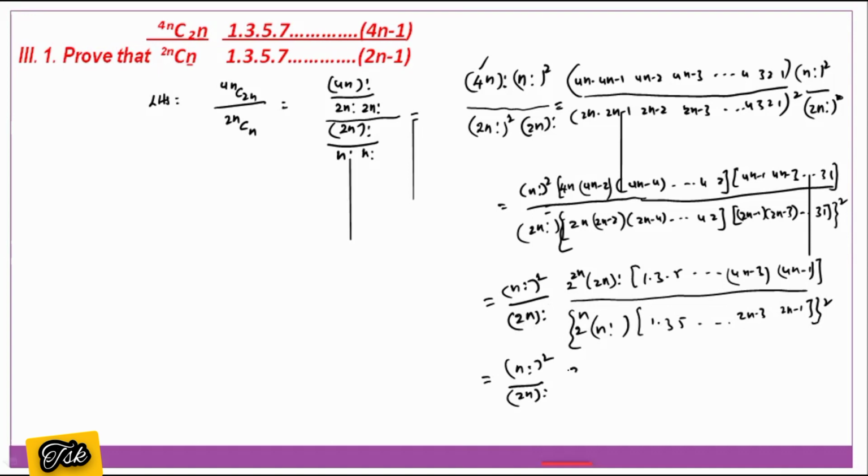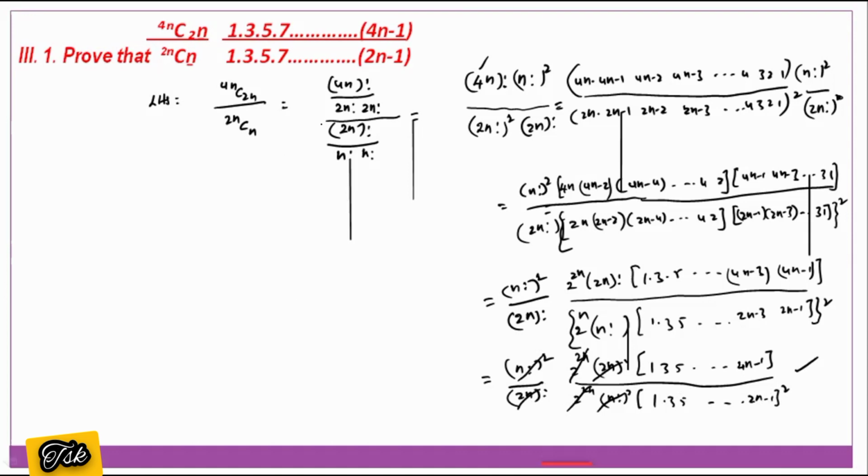And then 2 power 2n into 2n factorial, and then 1, 3, 5, and so on, (4n minus 1). Denominator is 2 power n, whose square is 2 power 2n, and then this becomes (n factorial) whole square. The remaining is 1, 3, 5, and so on, (2n minus 1), whole square. So 2 power 2n gets cancelled, 2n factorial gets cancelled, (n factorial) whole square gets cancelled. The remaining is 1, 3, 5, and so on, (4n minus 1), over (1, 3, 5, and so on, (2n minus 1)) whole square. That's the answer.